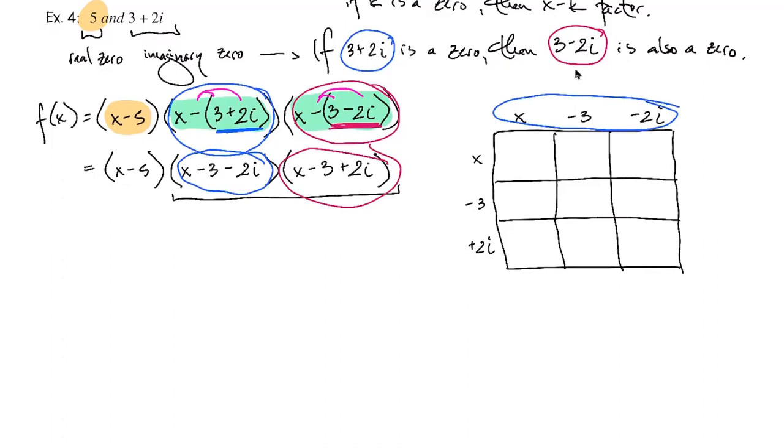All right. So in this first box, x times x gives me x squared. X times negative 3 gives me negative 3x. And then this one gives me negative 2xi. Okay. Any questions about how I got that first row?